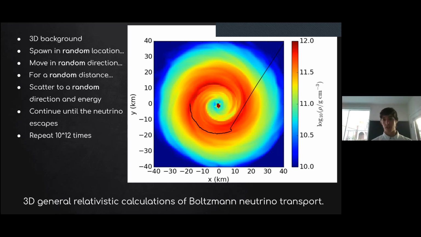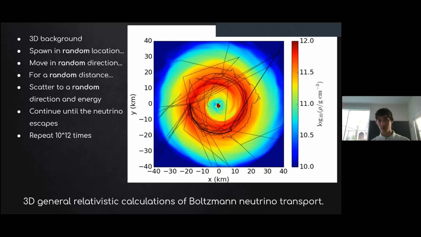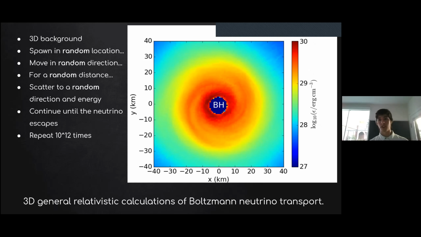Of course, this is for a half dozen trajectories, but you do this 10 to the 12 times, and you get a good idea of what the radiation field looks like. This is just a simple example: the energy density of the neutrino radiation.